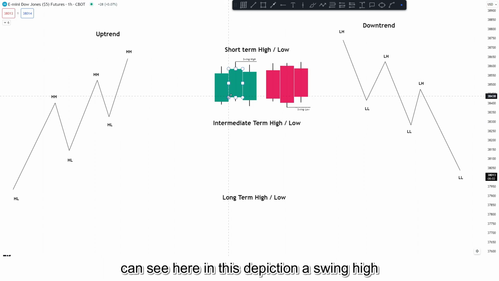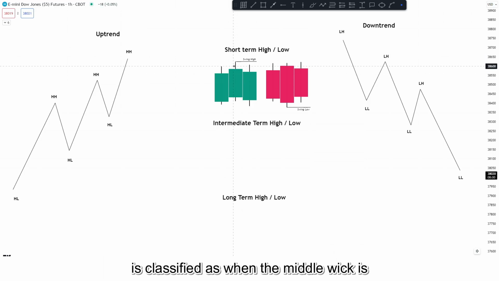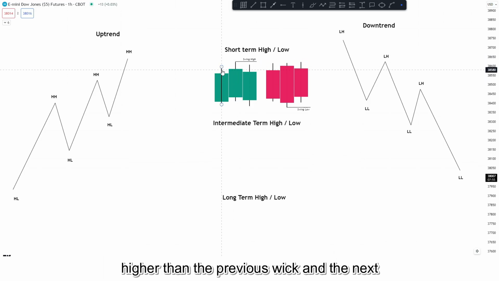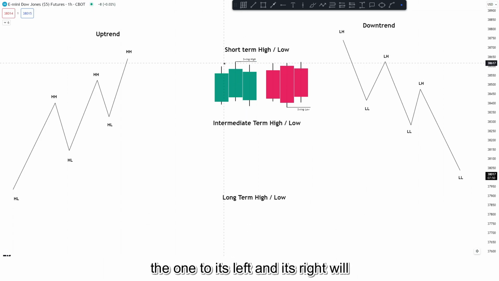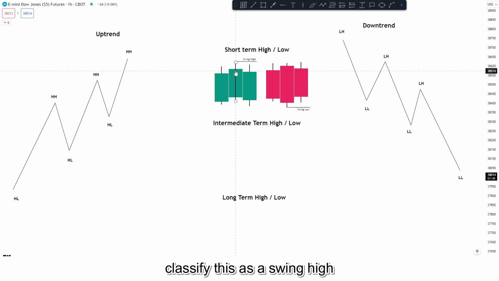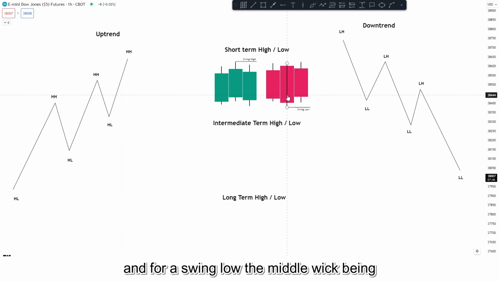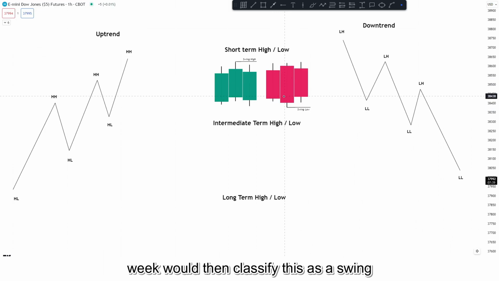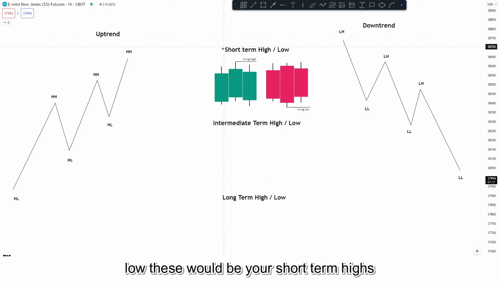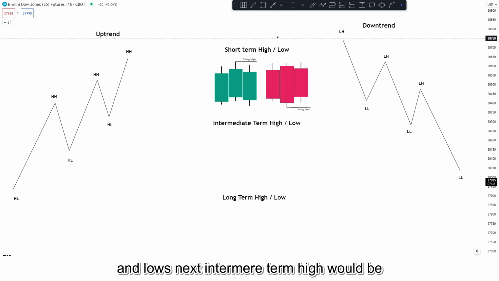As we can see here in this depiction, a swing high is classified as when the middle wick is higher than the previous wick and the next wick. So this middle wick being higher than the one to its left and its right would classify this as a swing high. And for a swing low, the middle wick being lower than the previous wick and the next wick would then classify this as a swing low. These would be your short-term highs and lows.